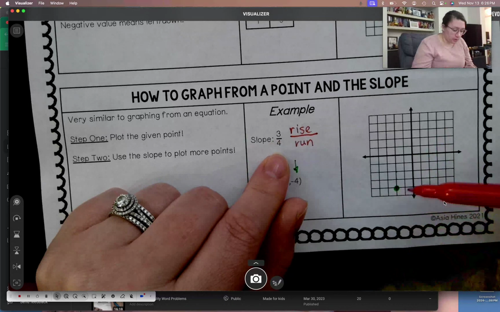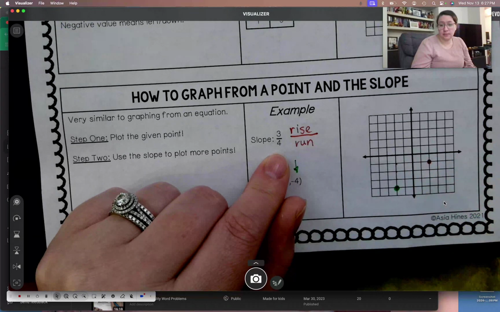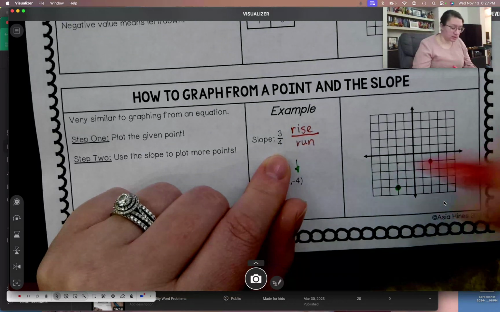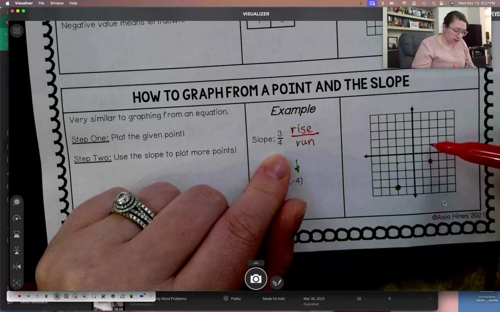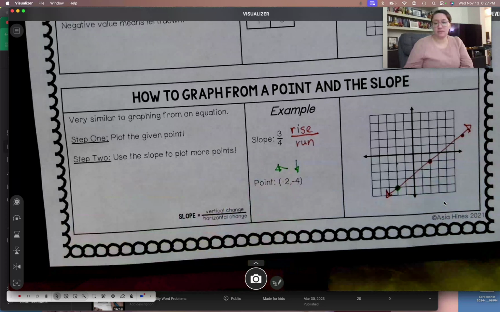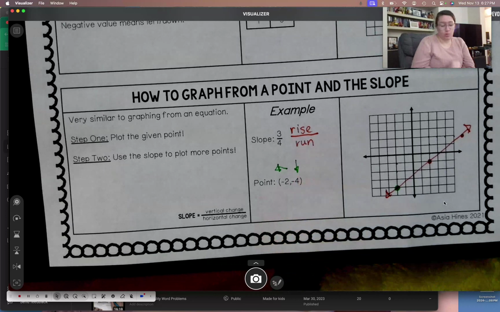So from our slope, we're going to rise 1, 2, 3 points, and then we're going to run 1, 2, 3, 4, and now we have our next point. And again, the slope is the same, it doesn't matter where on the graph you are, we can keep going with the slope. So let's go one more time. We're going to rise 3, run 4, and that's about where our next point would be. And we get to play connect the dots, yay. So again, you always have to start with a point and then apply your slope.